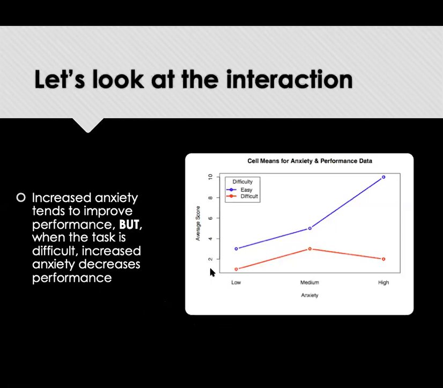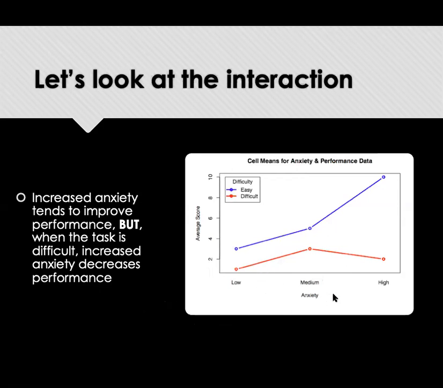Let's look at that interaction. Remember I told you that maybe sometimes the clearest way to see an interaction is to graph it. And if there are parallel lines, there is no interaction. If the lines would eventually cross or they're not parallel, there is an interaction. And in this case, increased anxiety tends to improve performance, right?